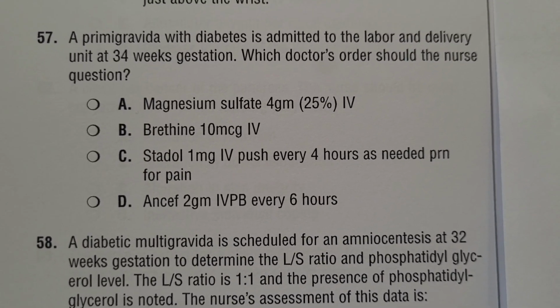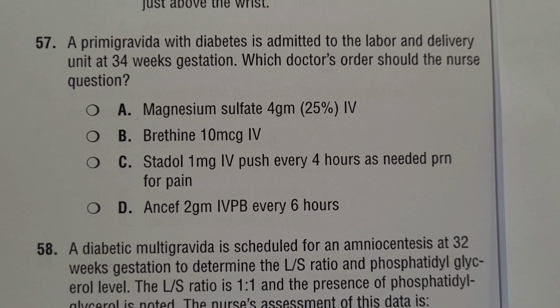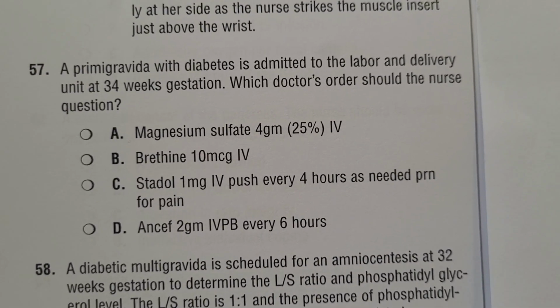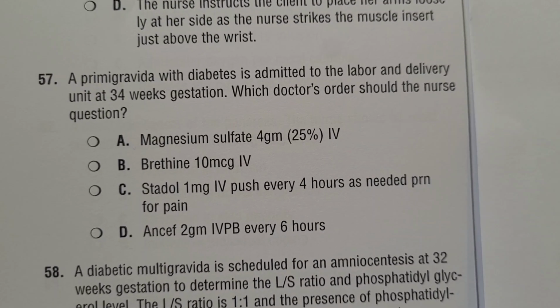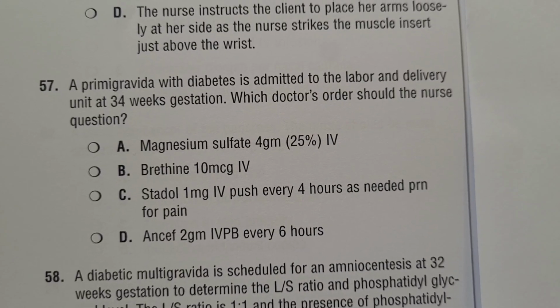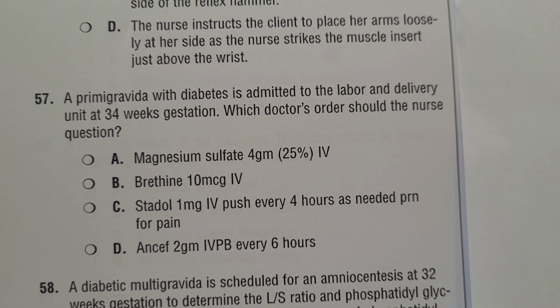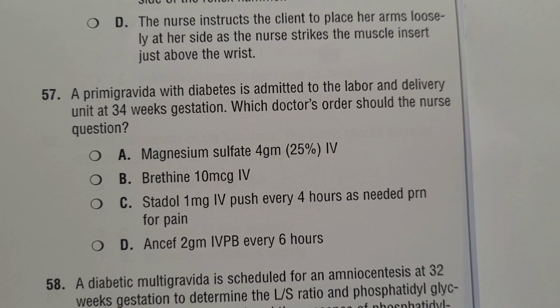Number A, magnesium sulfate 4 gram 25% IV. That is our incorrect option because that is a correct statement. Magnesium sulfate we are using in the gestational diabetes patient. That is good for the blood sugar and the insulin.